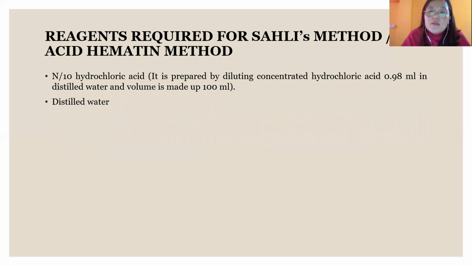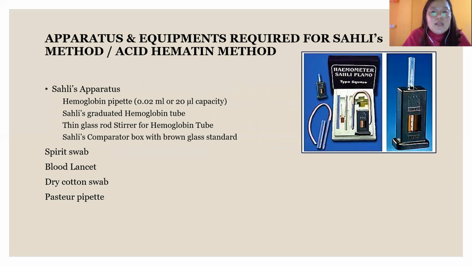So what are the reagents required? We require N/10 HCl, and we also require distilled water. This is the apparatus for Sahli's method. Here we see the brown color comparator. These are the RBC Hb pipettes, to take out the blood sample. These are the graduated tubes.